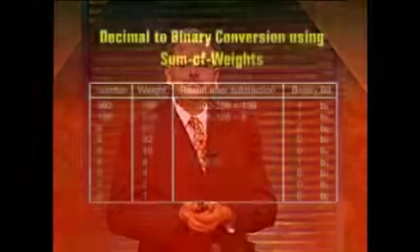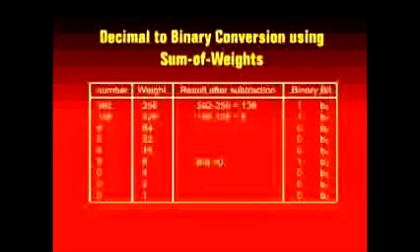Let's have a look at the examples which use the sum of weights method in reverse and, of course, the repeated division by 2. Let us first consider the sum of weights method in reverse to convert a decimal number into binary.